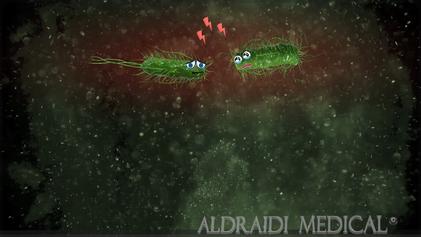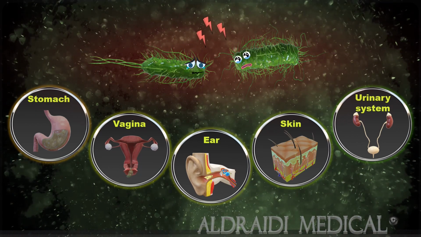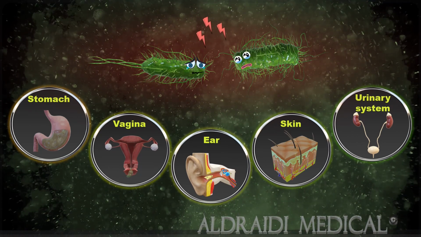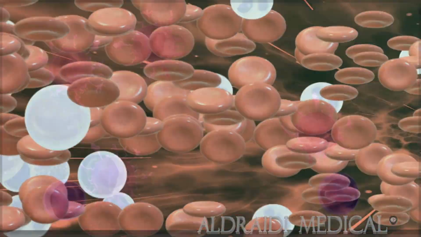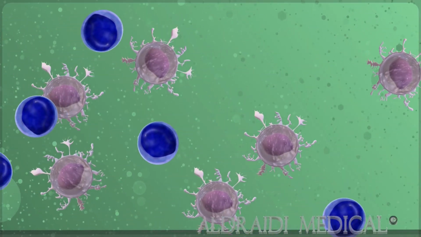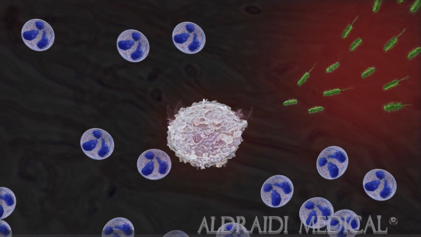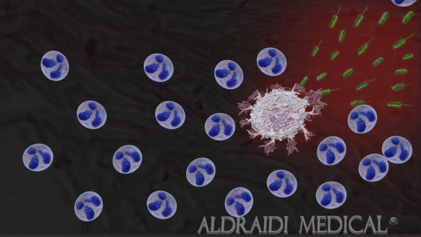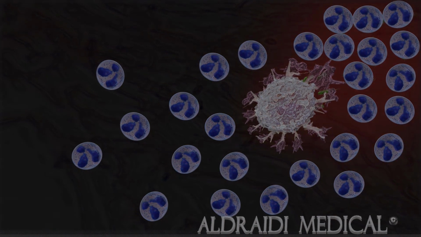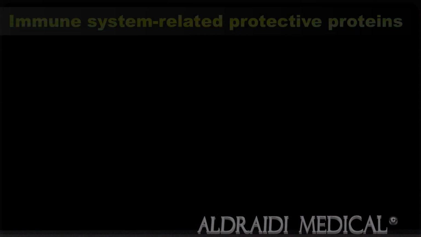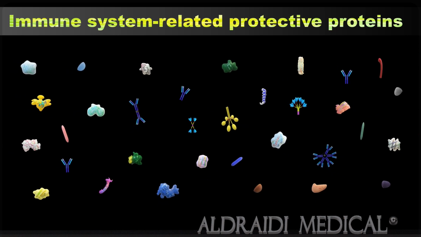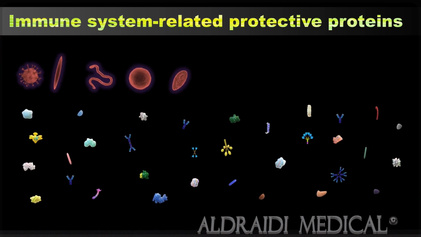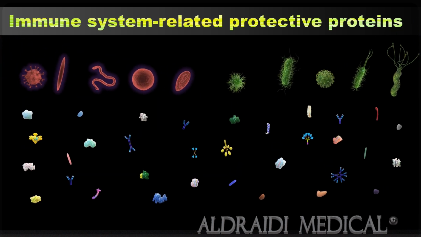The acidic environment of some tissues inhibits and kills many pathogens. We also have a powerful army of cells that constantly patrol our body to detect foreign invaders and eliminate them. In addition to these well-known defenses, we also have immune system-related protective proteins that have antimicrobial activity and help protect against entry of both commensal organisms and pathogens into host tissues.